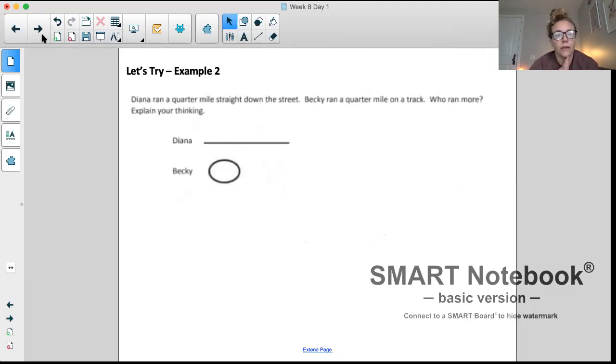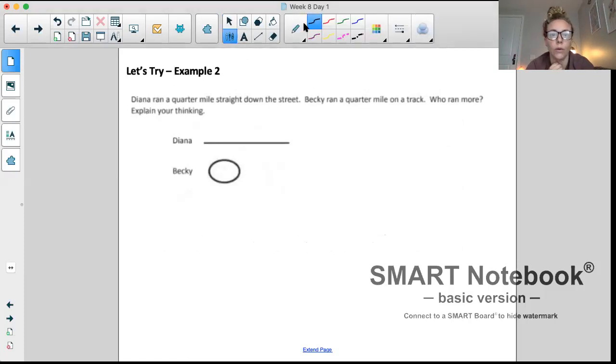All right, let's try one together. Diana ran a 1/4 mile. Ooh, how far is a quarter mile? When we hear quarter mile, we know we're talking about 1/4. So I'm gonna write that up here at the top. She ran 1/4 mile straight down the street. Becky ran a quarter mile on a track. Who ran more? Explain your thinking.